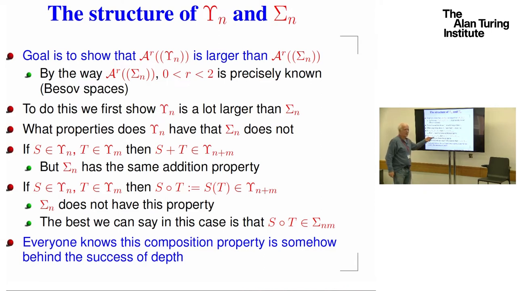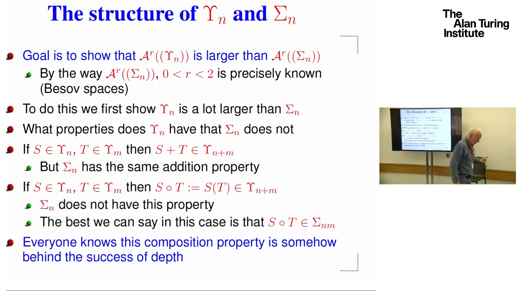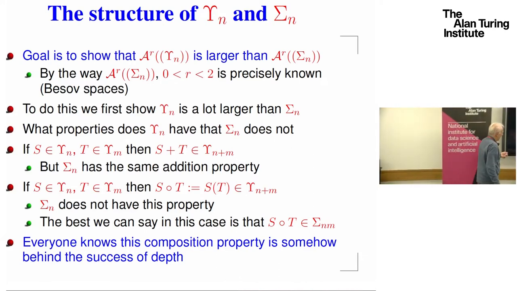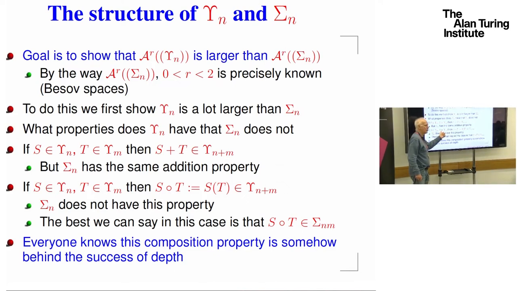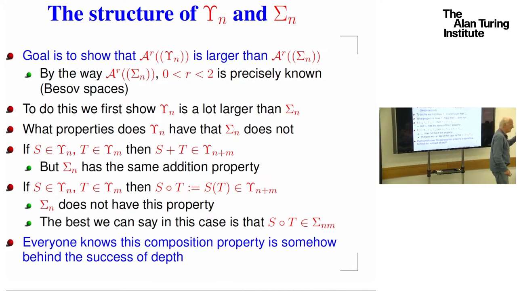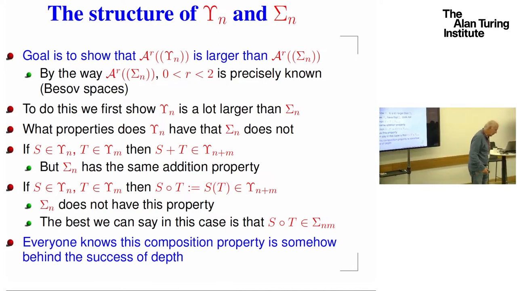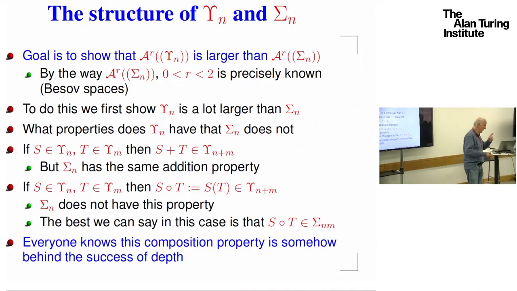The secret is the composition, and everybody who works in this field is well aware of this fact: if you can produce a function S with n parameters in your neural network, and you can produce a function T with m parameters in the neural network, then you can produce the composition S of T of x with n plus m parameters. The fact that it's n plus m is critical. For example, if you take a polynomial P of degree n and another polynomial Q of degree m, their composition requires n times m parameters, right?